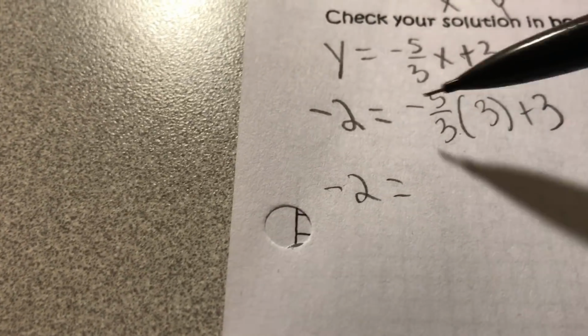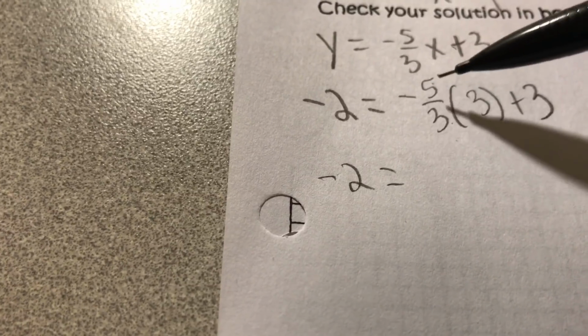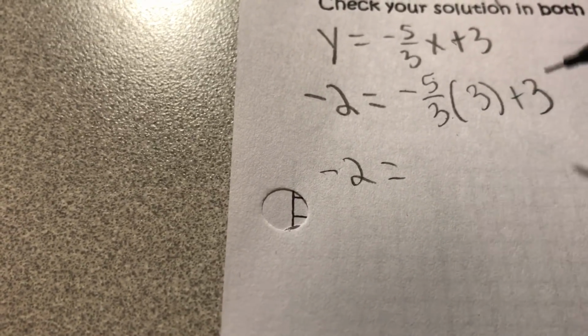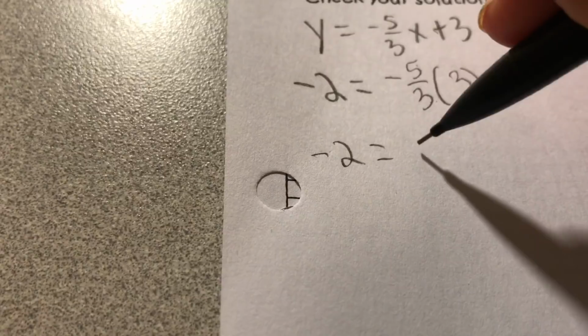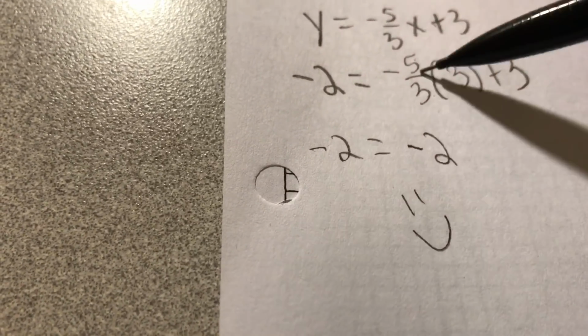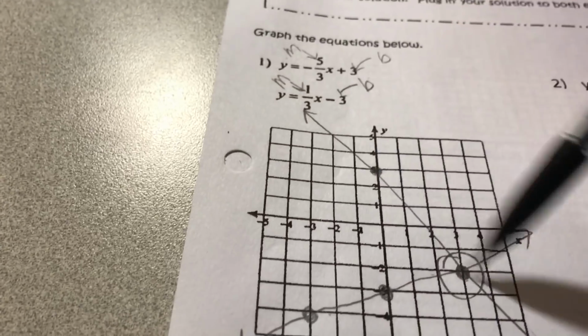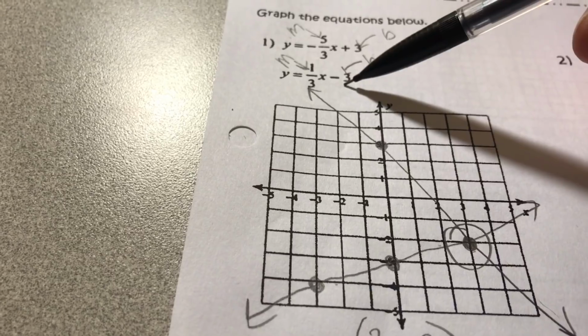Now I want you to use your calculators and plug all this in so it's easy. So negative 5, fraction key, that's the ABC button. So fraction key 3 times 3 plus 3. And if you do that, you will indeed get negative 2. So far, this works on the first line that we graphed. On that first line, we know that this one works. We still need to check it for the second one.